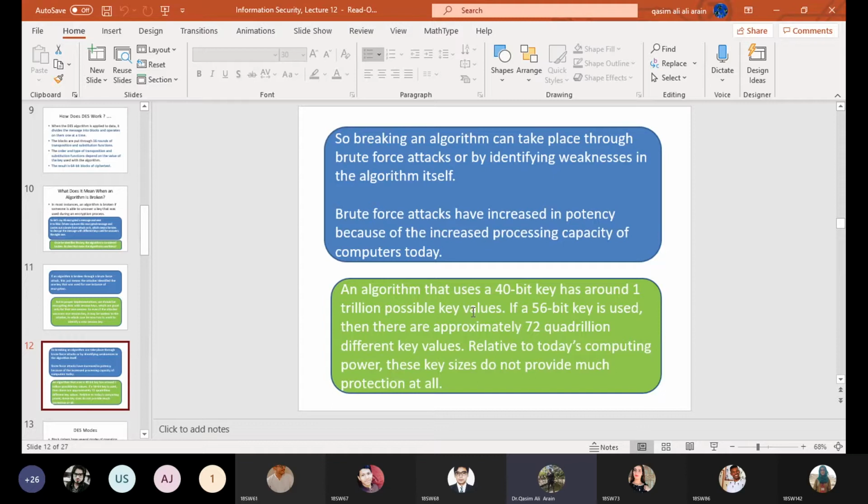So an algorithm that uses a 40-bit key has around 1 trillion possible key values, right? And if a 56-bit key is used, then there are approximately 72 quadrillion different key values. So relative to today's computing power, these key sizes do not provide much protection at all.